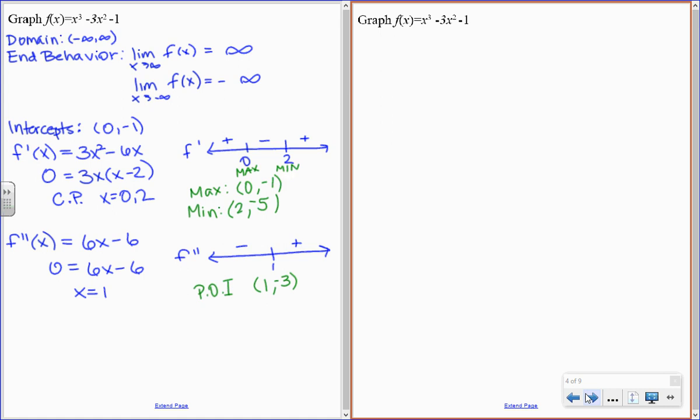Okay, so now we're going to graph it. I know you have all of this written. I know it's kind of small, but you have it written down on your paper, right? Can you kind of see it okay? Yeah. Okay.